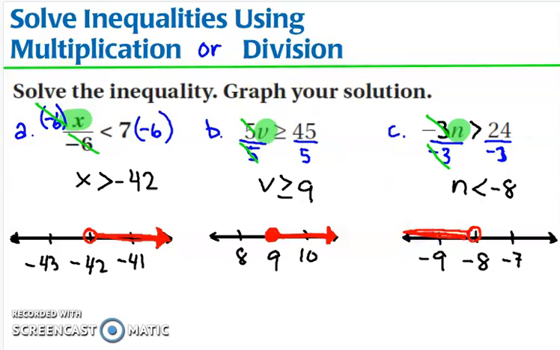So shade half of the number line to the left of the open circle, and then make sure you put an arrow. So that's how we graph n is less than -8.